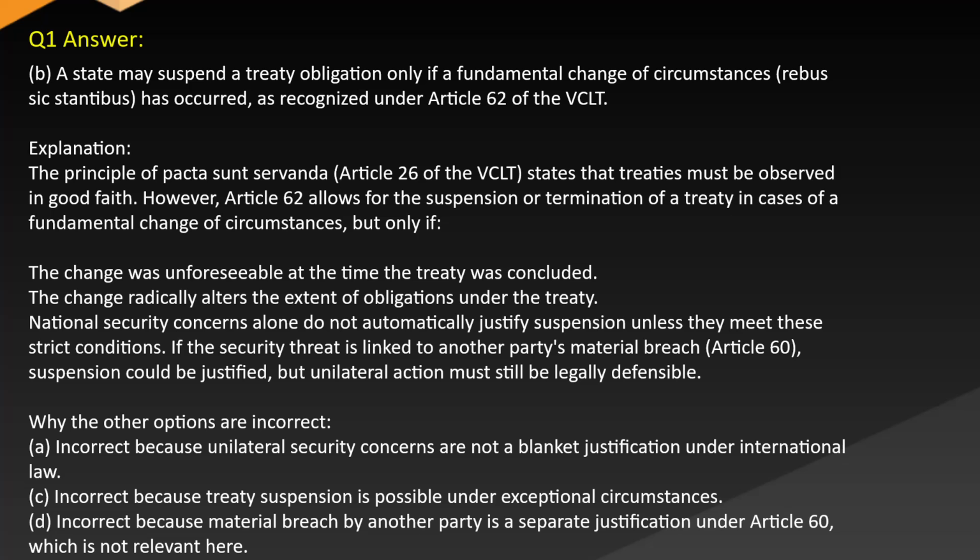Why the other options are incorrect. A. Incorrect because unilateral security concerns are not a blanket justification under international law. C. Incorrect because treaty suspension is possible under exceptional circumstances. D. Incorrect because material breach by another party is a separate justification under Article 60, which is not relevant here.